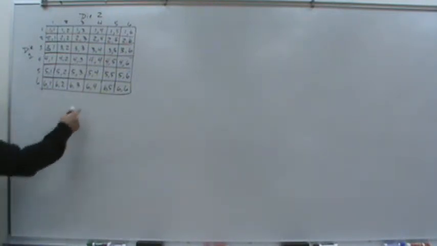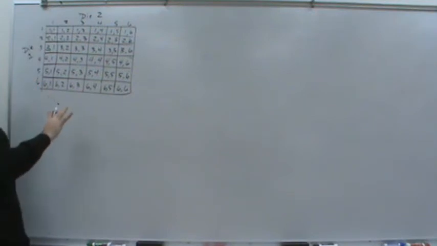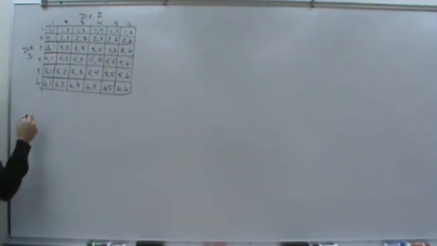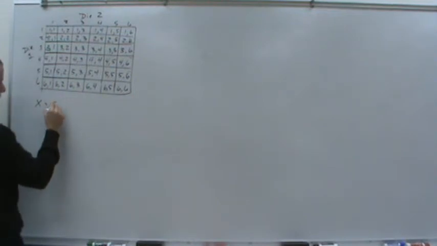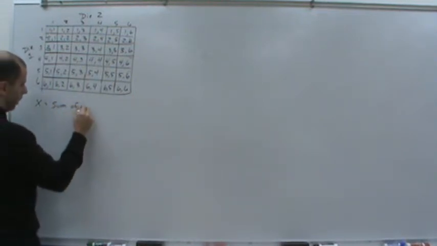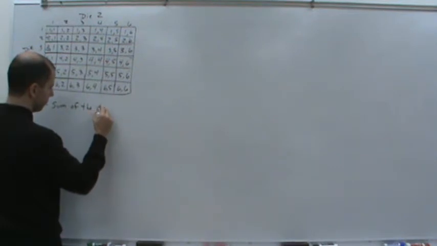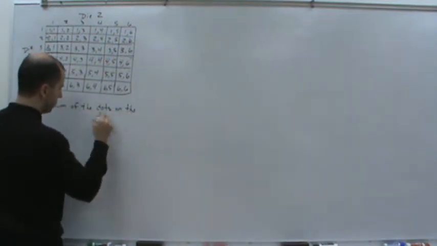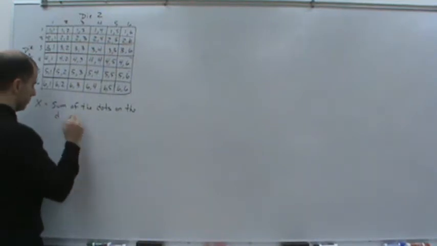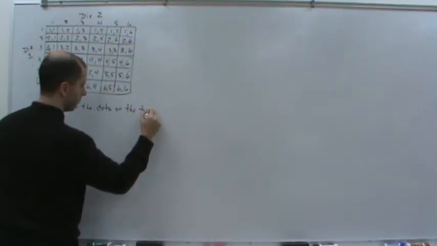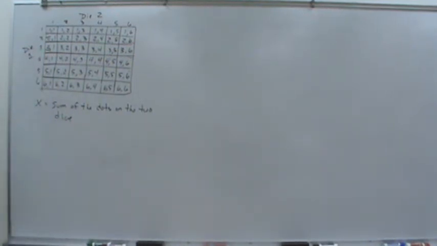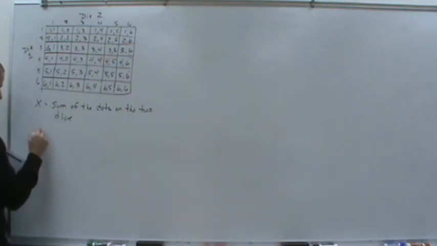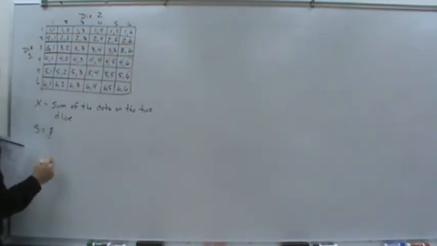So the sample space, so here's all the possible outcomes, but here's the way we're defining the sample space by the sum, right? So let X equal the sum of the dots on the two dice. Okay? So the sample space is going to equal what? Well, what could the sums be?